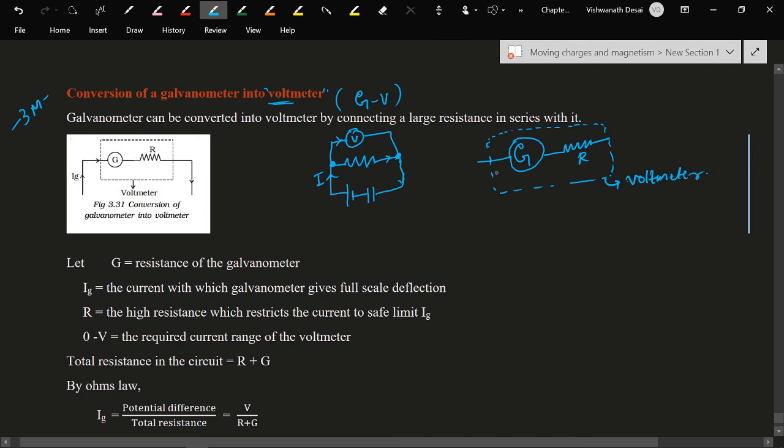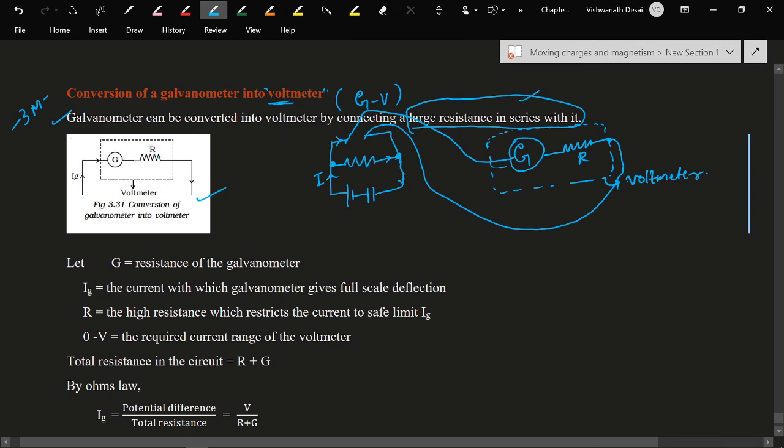Then it can measure the voltage across the resistor. Now we can replace this and we can connect this system, the converted voltmeter, like this. It can measure the voltage of desired range. So for 3 marks, you need to write first this point. The galvanometer can be converted into a voltmeter by connecting a large resistance in series with it. So this point is important, and later you have to draw the circuit diagram.